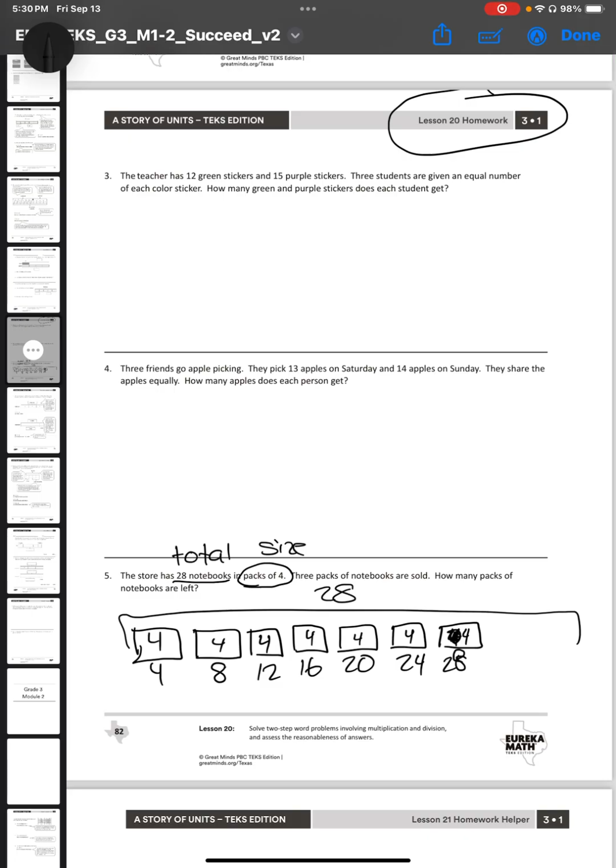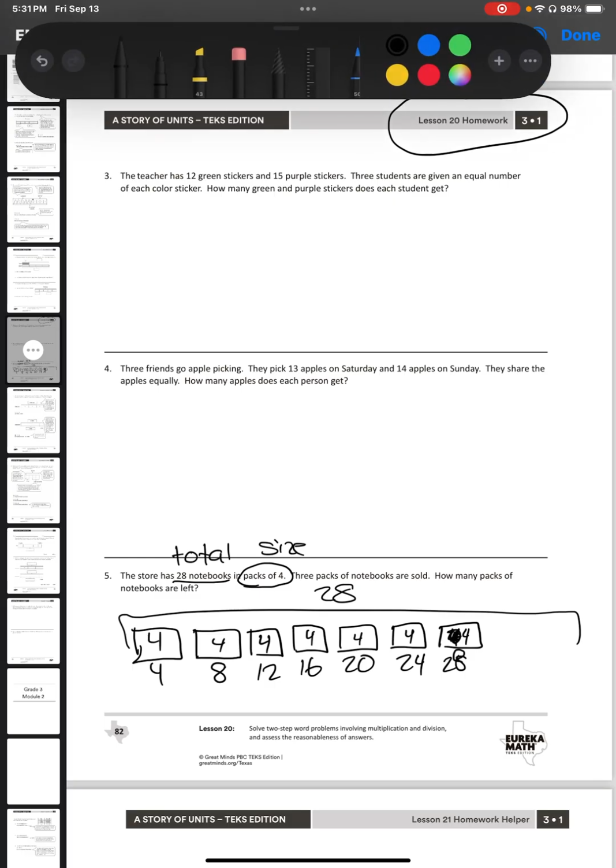Okay, here's where the problem occurs. Typically, if kids get to this point, what they're going to do next is count their packs of notebooks. 1, 2, 3, 4, 5, 6, 7. And they're going to say, how many packs of notebooks are left? 7, because they're not going back and rereading the problem. We found that there are 7 packs of 4 that make up our 28 total notebooks.